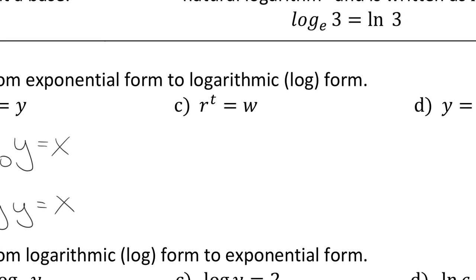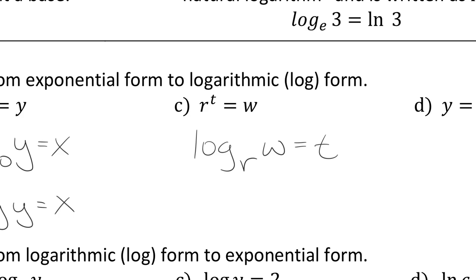What's the base here? R. So how would I write this in logarithmic form? Log base R of W equals T. Again, we're switching the inputs and outputs, keeping the base the same.